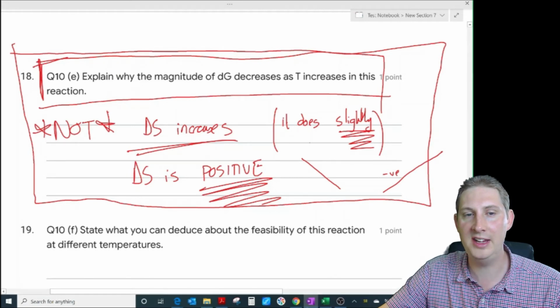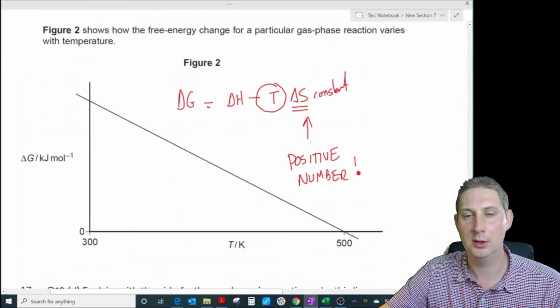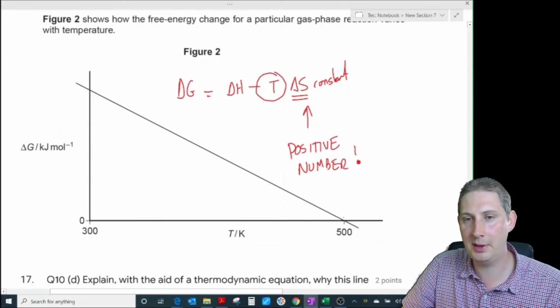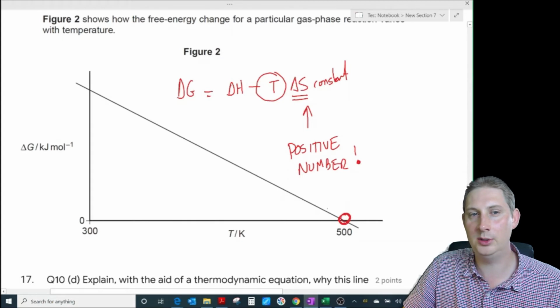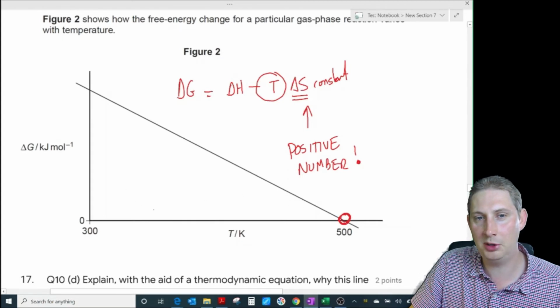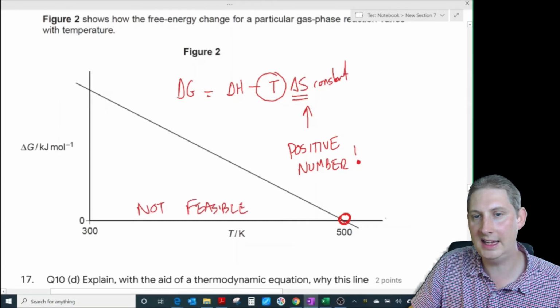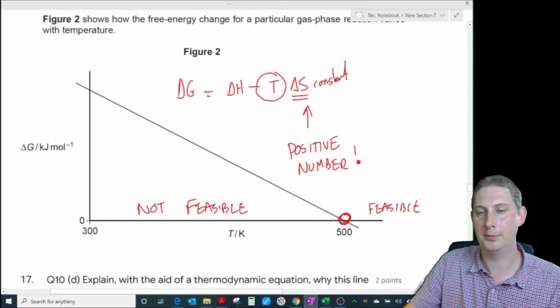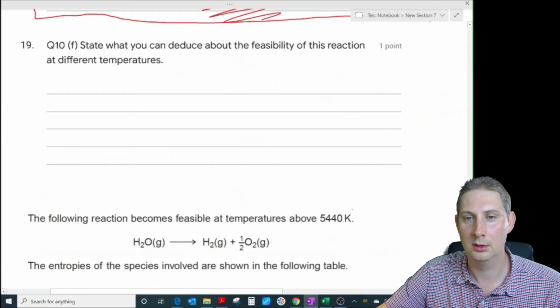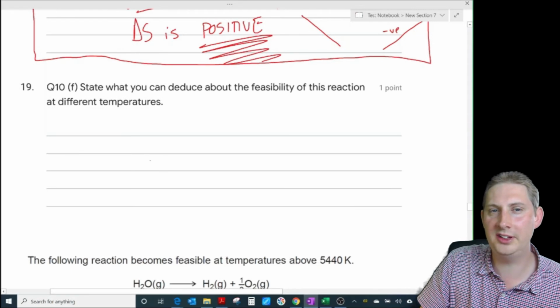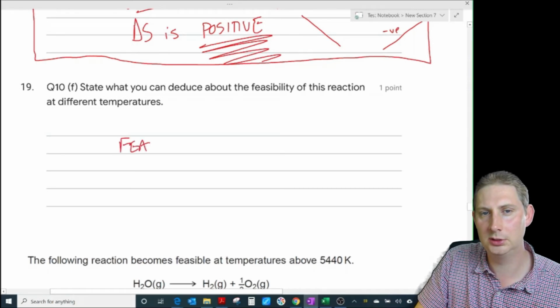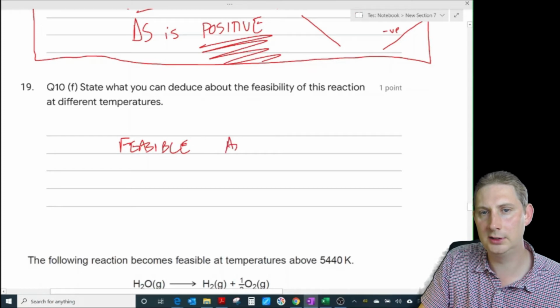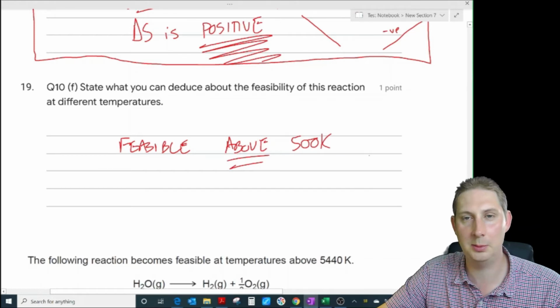State what you can deduce about the feasibility of this reaction at different temperatures. Well, again, lots of people didn't bother to pay attention to my warnings that you need to learn that here where delta G is positive, it is not feasible, but here above 500, this is where it's feasible. So what can you deduce about the feasibility of this reaction at different temperatures? It is feasible above 500K. Might seem very obvious, but so many people didn't get that right.